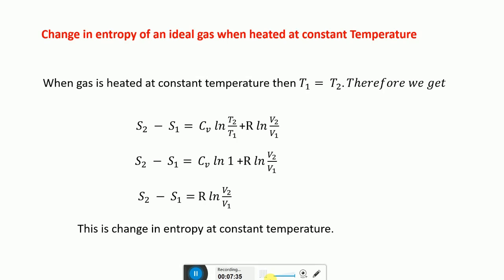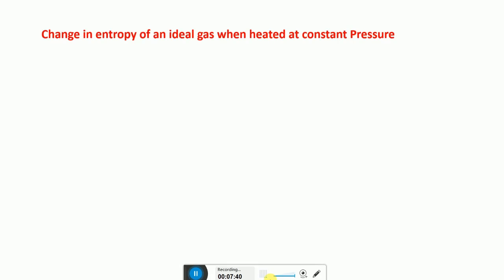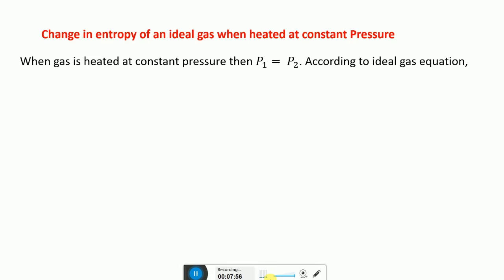And the third case is change in entropy of an ideal gas when heated at constant pressure. When the gas is heated at a constant pressure, then P1 is equal to P2, and according to the ideal gas equation, that is PV is equal to RT, we get P1 V1 upon T1 is equal to P2 V2 upon T2.